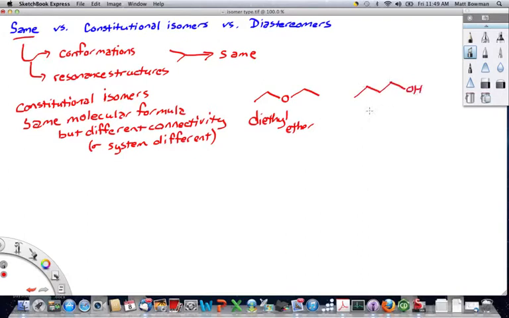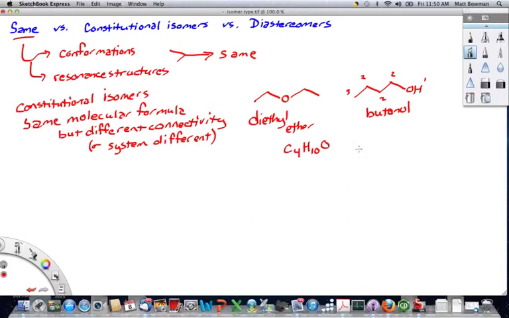This molecule is butanol. Both of them have the same formula, C4H10O. This has 3 hydrogens, 2 hydrogens, 2 hydrogens, 2 hydrogens, 1 hydrogen. 1 plus 2 is 3, 5, 6, 7, 8, 9, 10. 4 carbons, and oxygen. Both of them have the same formula. Now notice the connectivity is different. This has an oxygen between 2 carbons. This has an oxygen between an H and a carbon.